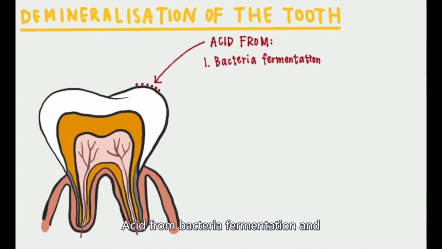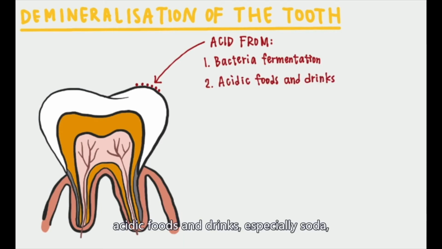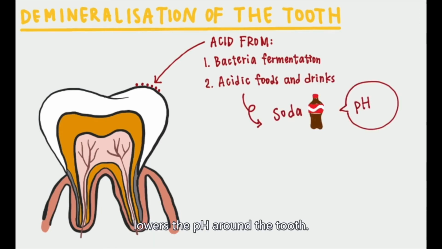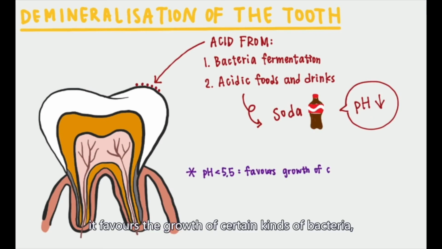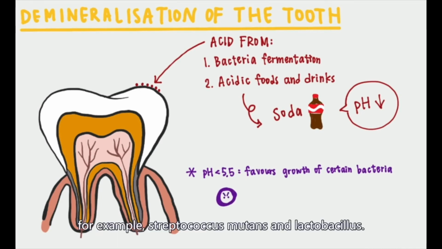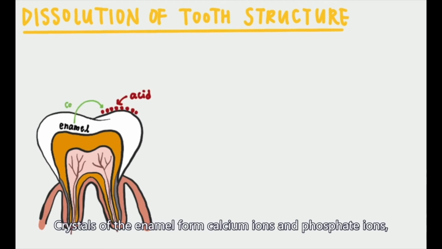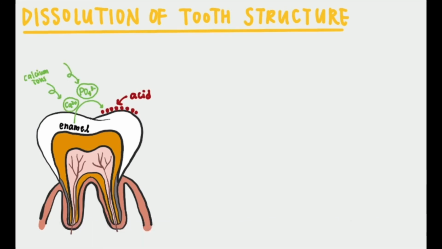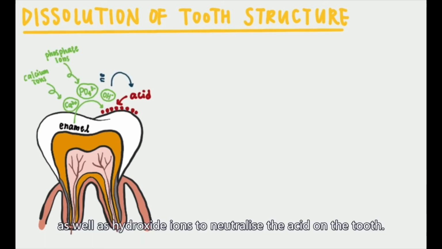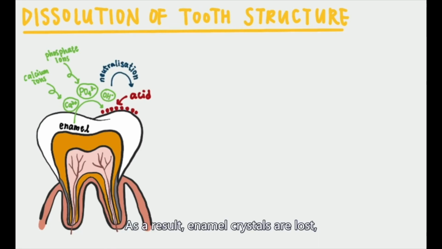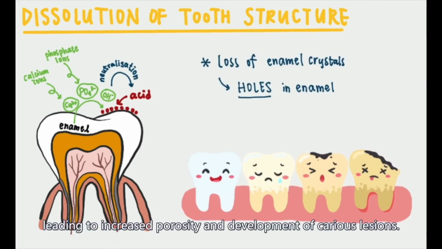Acid from bacterial fermentation and acidic foods and drinks, especially soda, lowers the pH around the tooth. Around a pH lower than 5.5, it favors the growth of certain kinds of bacteria, for example, Streptococcus mutans and Lactobacillus. As the pH drops too low, a counteraction is needed. Crystals of the enamel form calcium ions and phosphate ions, as well as hydroxide ions to neutralize the acid on the tooth. As a result, enamel crystals are lost, leading to increased porosity and development of carious lesions.